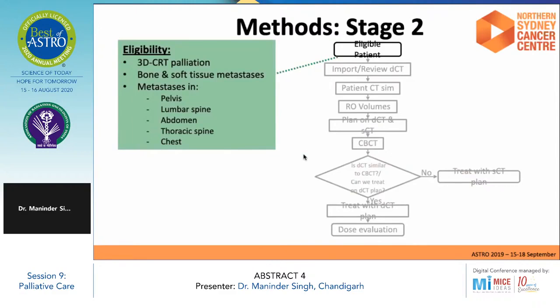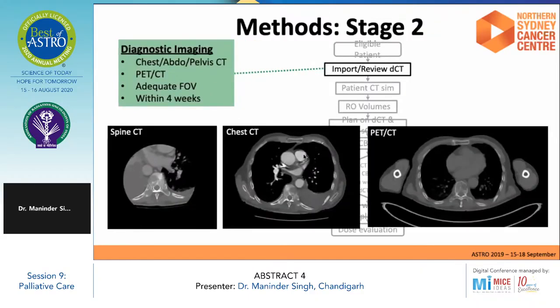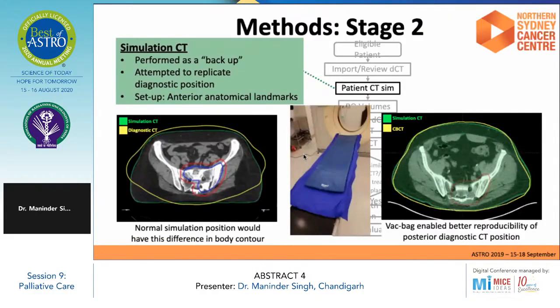Prospective patients for palliative treatment were screened for eligibility, which were bone and soft tissue metastases located in the pelvis, abdomen, thoracic and lumbar vertebra, and chest. Diagnostic imaging, CT or PET CT, with adequate field of view to enable treatment planning and patient setup, and they had to be clinically current, preferably within 4 weeks. Patients were set up to best replicate their diagnostic position and seated. This was performed so a backup plan would be available if diagnostic position could not be replicated at treatment.